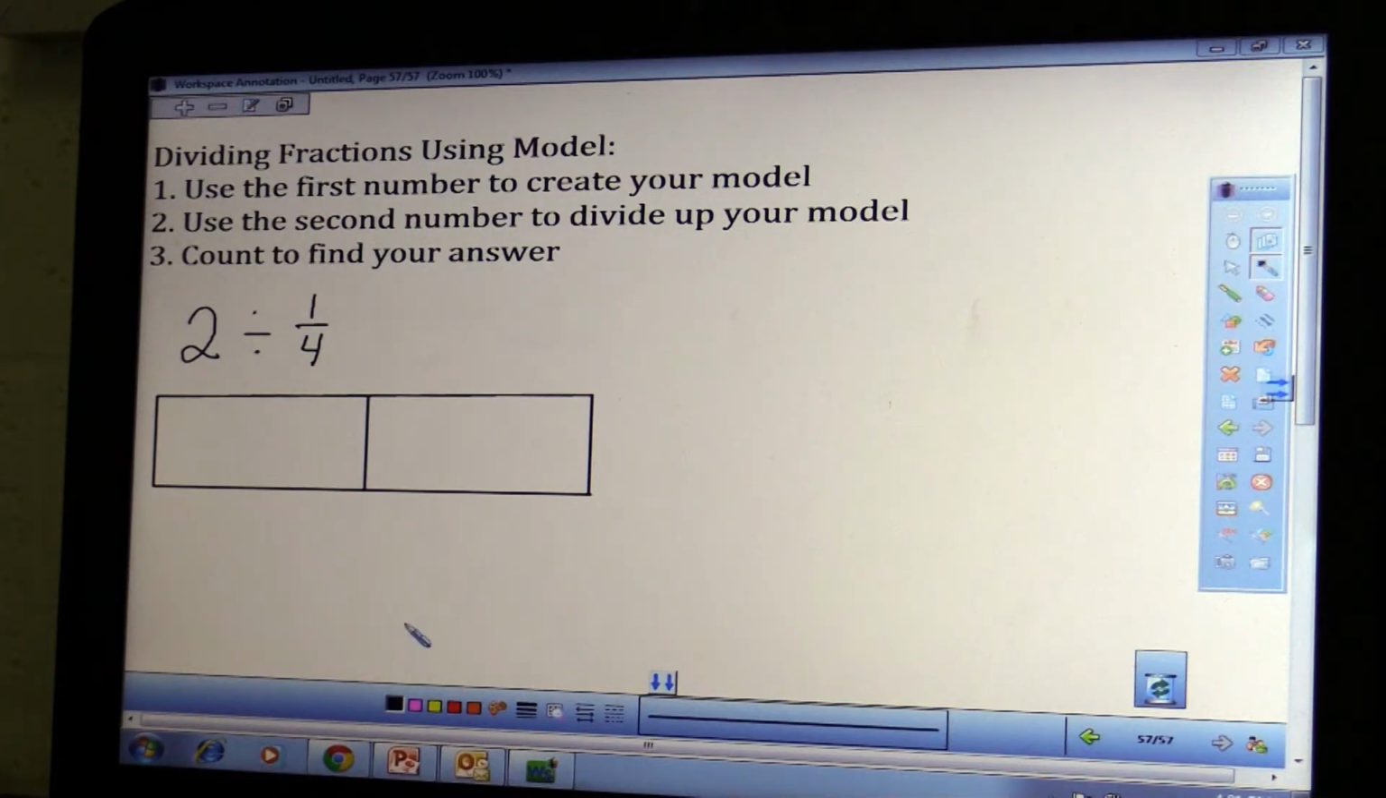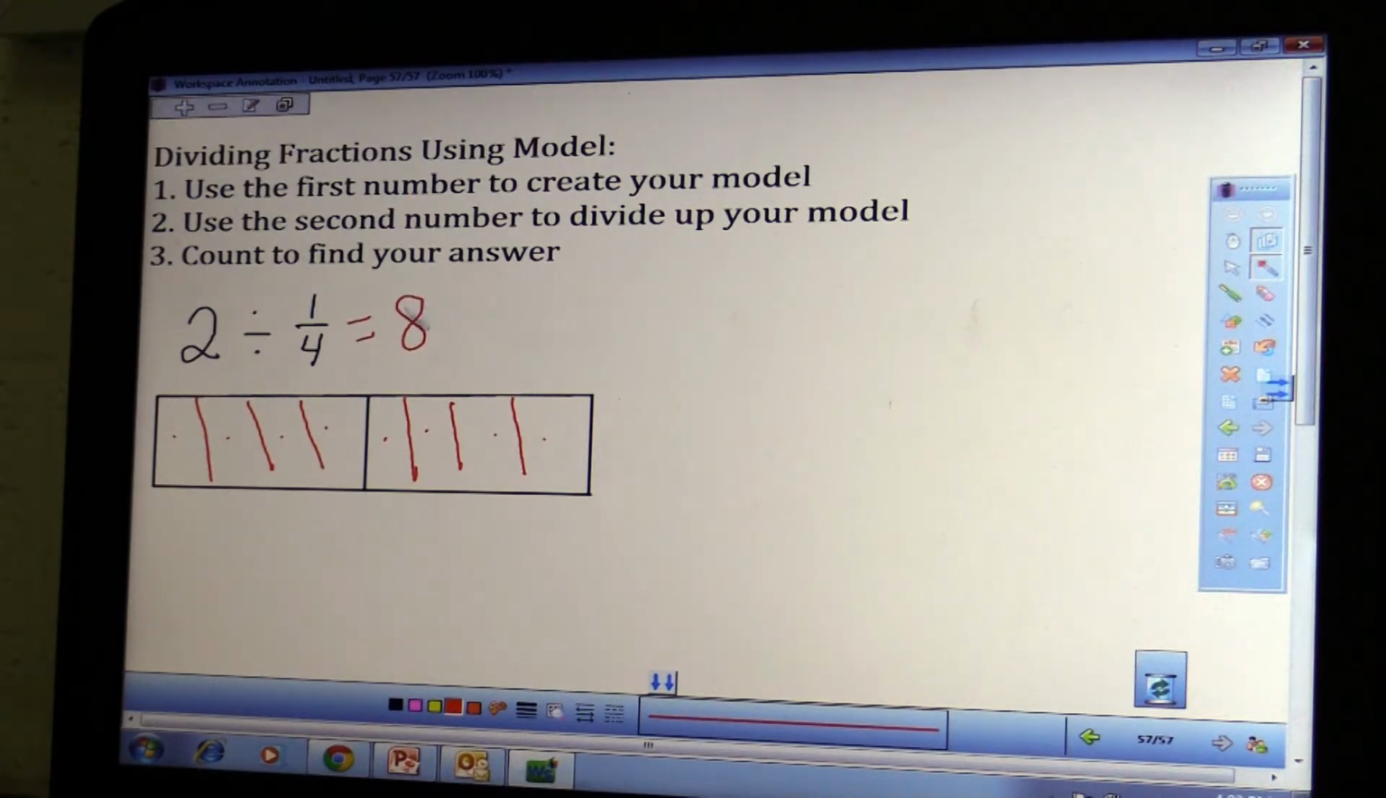So I divide it up. I'll use a different color so you can see each rectangle into 4 pieces. So now I have 1, 2, 3, 4, 5, 6, 7, 8. So if I divide my 2 rectangles into fourths, or 4 pieces each, all I have to do is count it up. 1, 2, 3, 4, 5, 6, 7, 8, and my answer is 8.